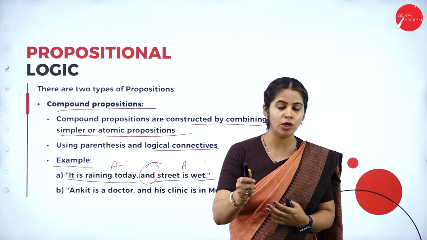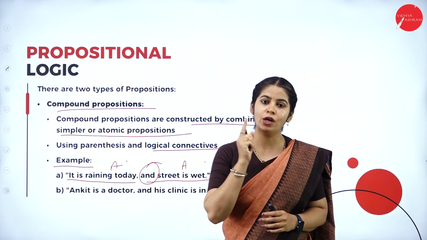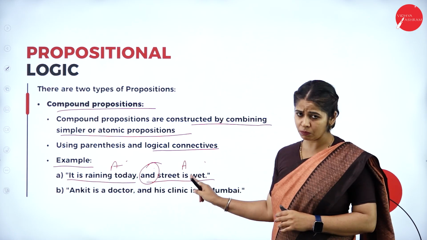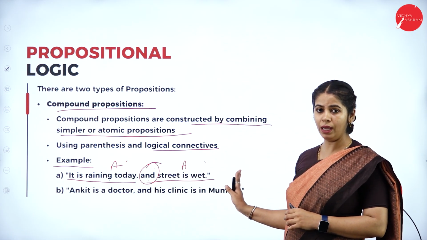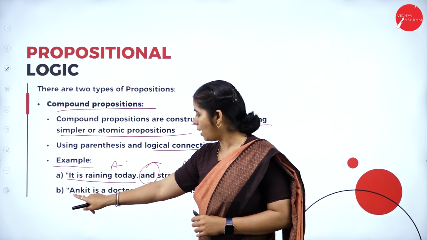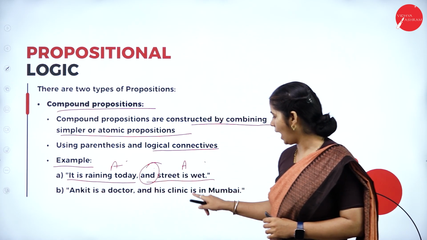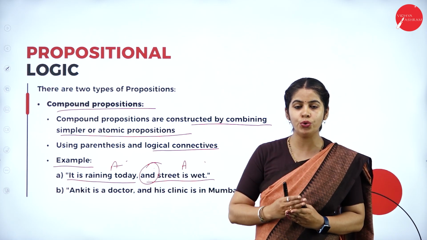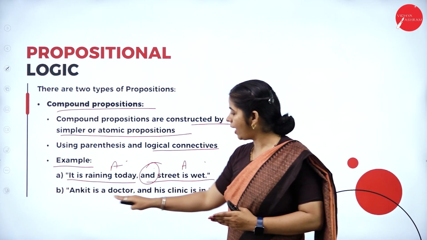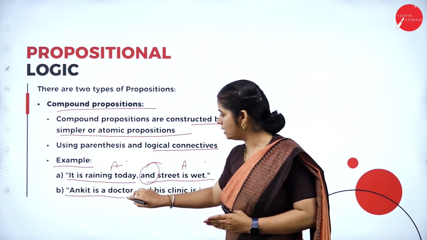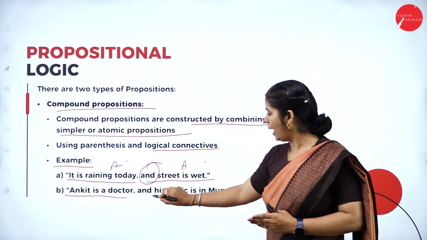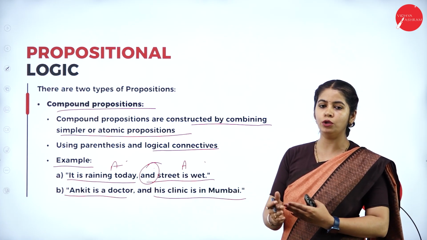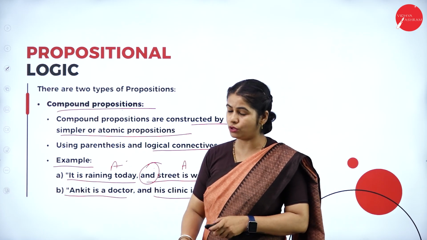But here the condition again is that it should be either true or false. Both the statements are true, so it will be true. Another example: Ankit is a doctor and he has his clinic in Mumbai. Again, the sentence should be true or false. Here also we have two atomic sentences. Ankit is a doctor, one atomic sentence, and he has his clinic in Mumbai, that is the second atomic sentence. Combining together, we are forming the compound proposition.